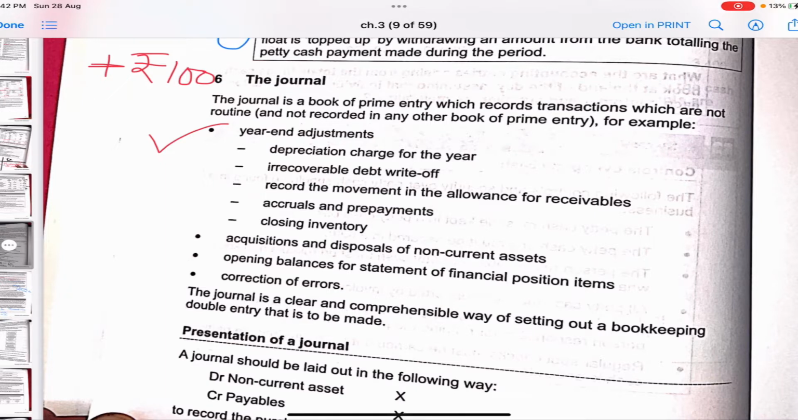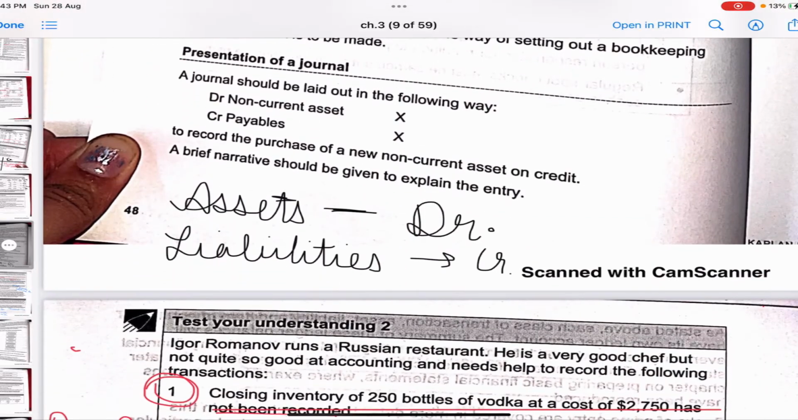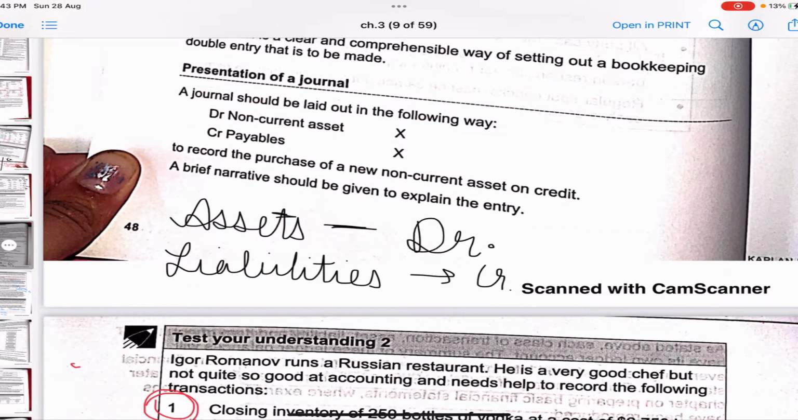Then there are acquisitions and disposals of non-current assets. What are non-current assets and what are current assets? We have done that. Non-current assets are the long-term assets which cannot be converted into cash within a year. Then there are correction of errors and opening balances for statement of financial position items. There are various things which are recorded in the journal. The journal is a clear and comprehensible way of setting out bookkeeping.